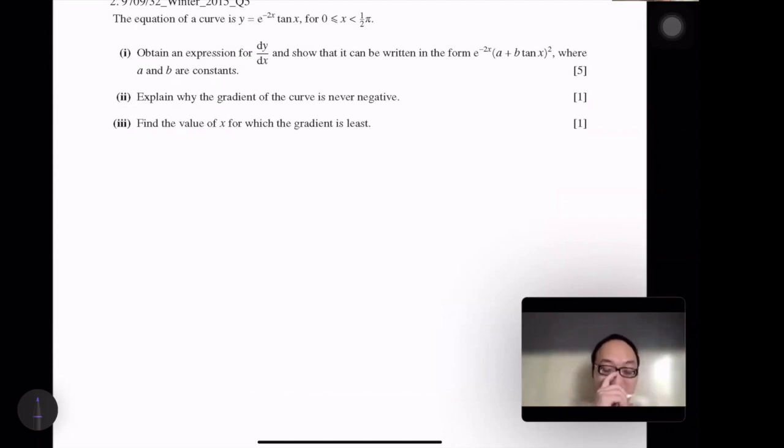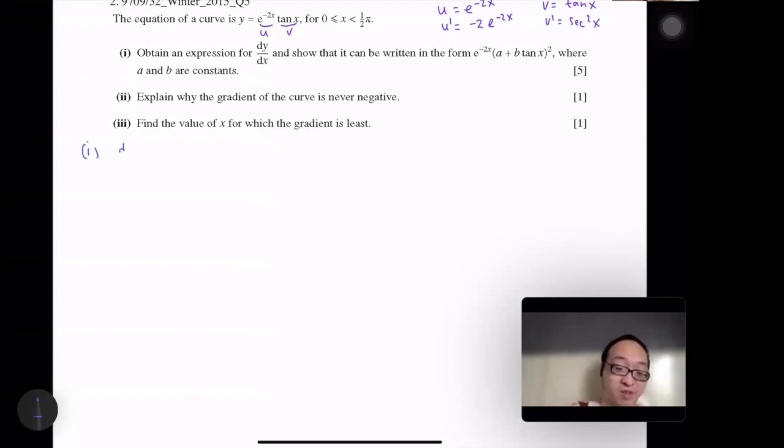Now, this question contains two functions, so we need to use the product rule to find the derivative. We can let the first one be u and the other one be v. u is e to the negative 2x, u prime is negative 2e to the negative 2x. v is tangent x, and v prime is secant squared x.